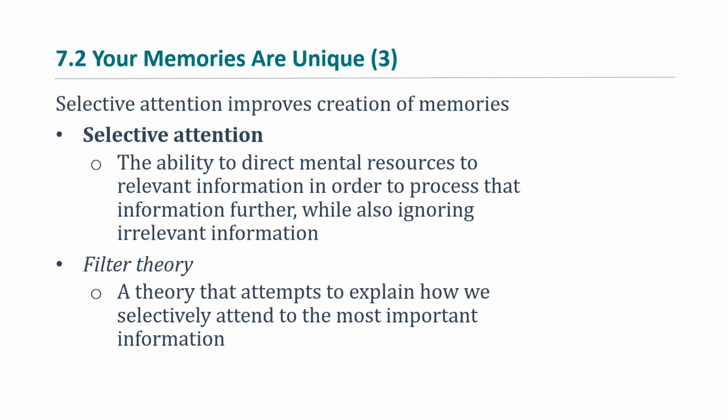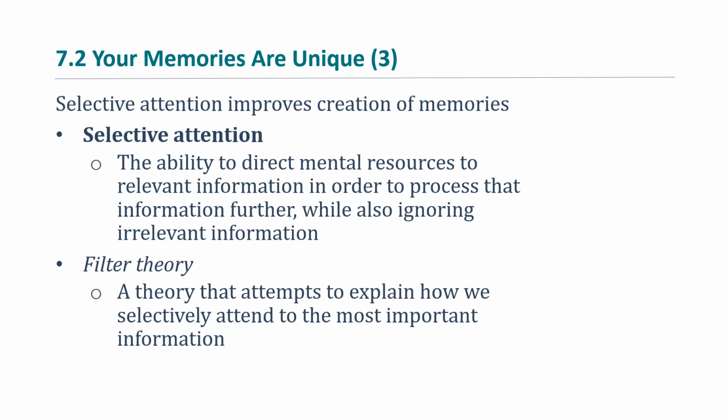Fortunately, we have the ability to consciously control our attention in order to encode the most important stimuli in our environment. We call that ability selective attention: the ability to direct mental resources to relevant information in order to process it further, while also ignoring irrelevant information. And this idea was captured in a theory presented by Broadbent in 1958.